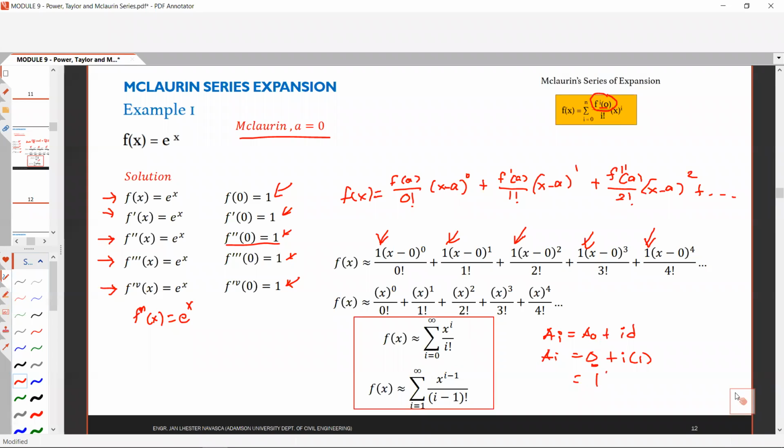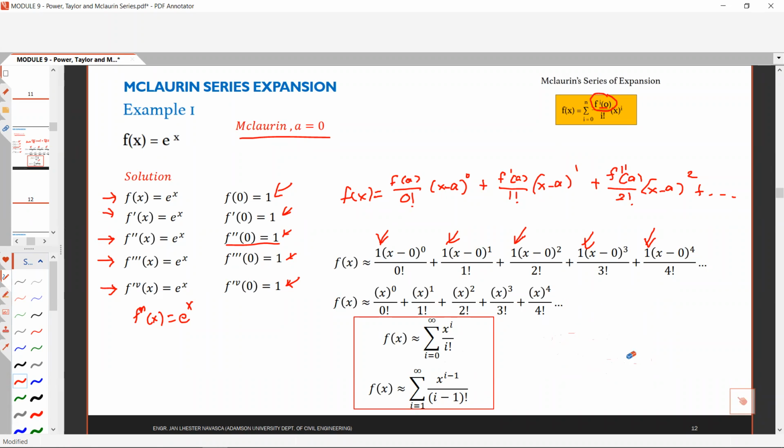So yan yung pattern for 0, 1, 2, 3, 4, 5. So ganun din yung sa taas 0, 1, 2, 3, 4, 5 hanggang n. So that is simply f of x is equals to the summation of x raised to I over I factorial from 0 to infinity. On this one. So next, kung gusto mo naman mag-start sa I equals to 1, gamitin mo lang din yung arithmetic series para hindi ka na malito.